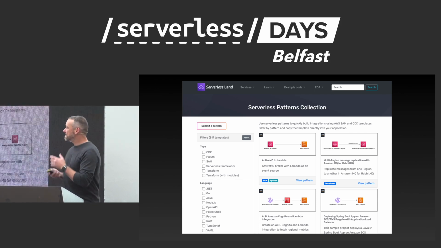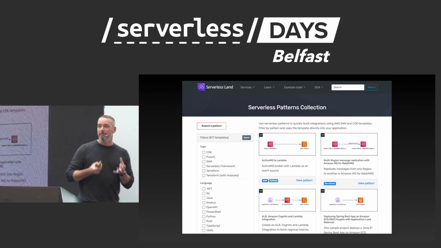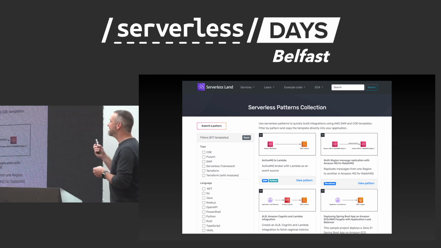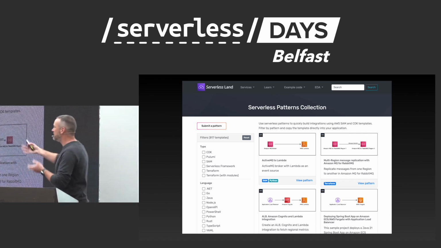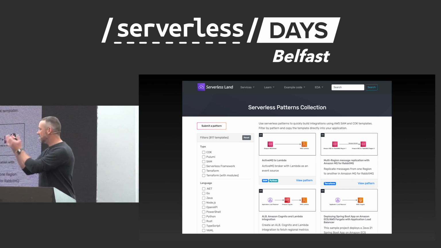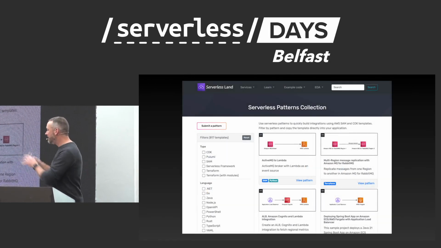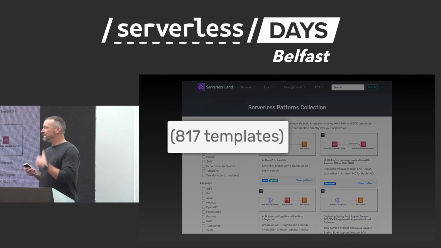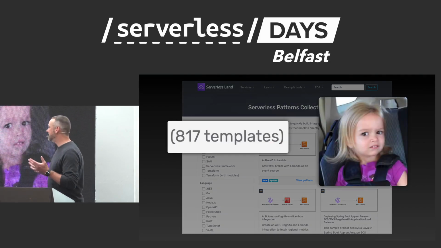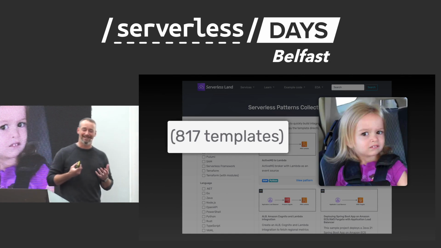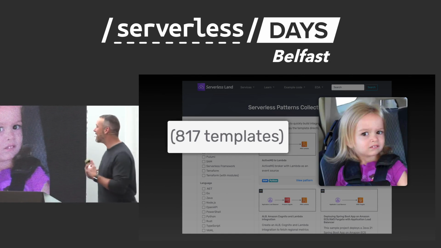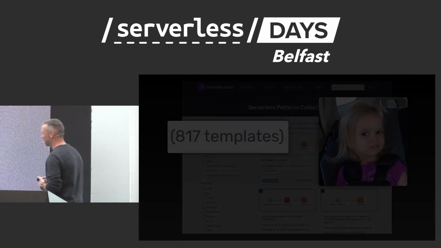The problem is that there's 817 templates, okay? And that maybe represents 250 patterns. They do it in different forms. So they have, you know, Pulumi and Serverless Framework and Terraform and some of these other things, which is great. But if you're looking for a pattern, this is how I look at that, right? I sort of like, that's a lot, right? And how am I supposed to know how to go through all those?